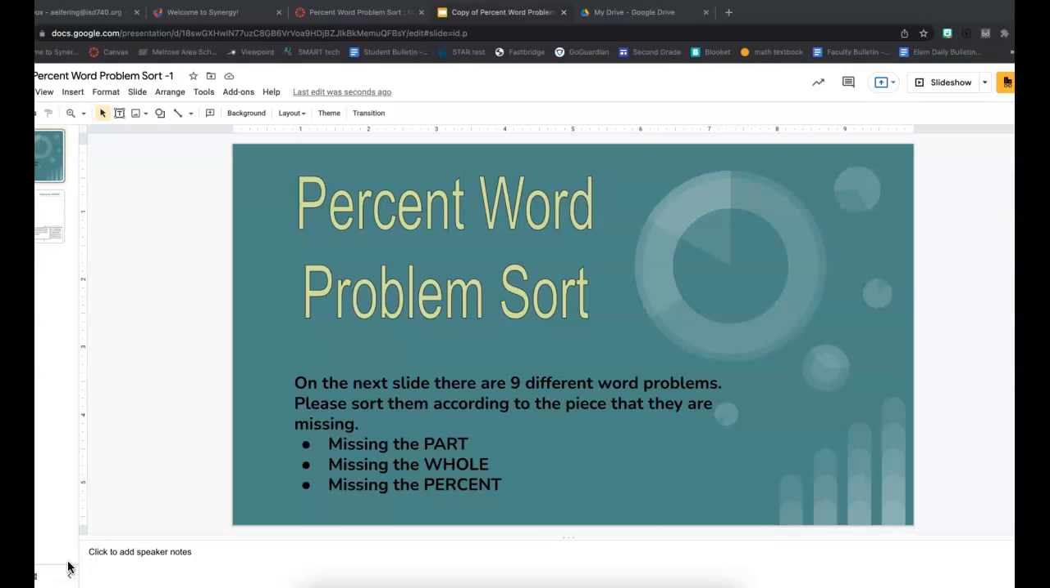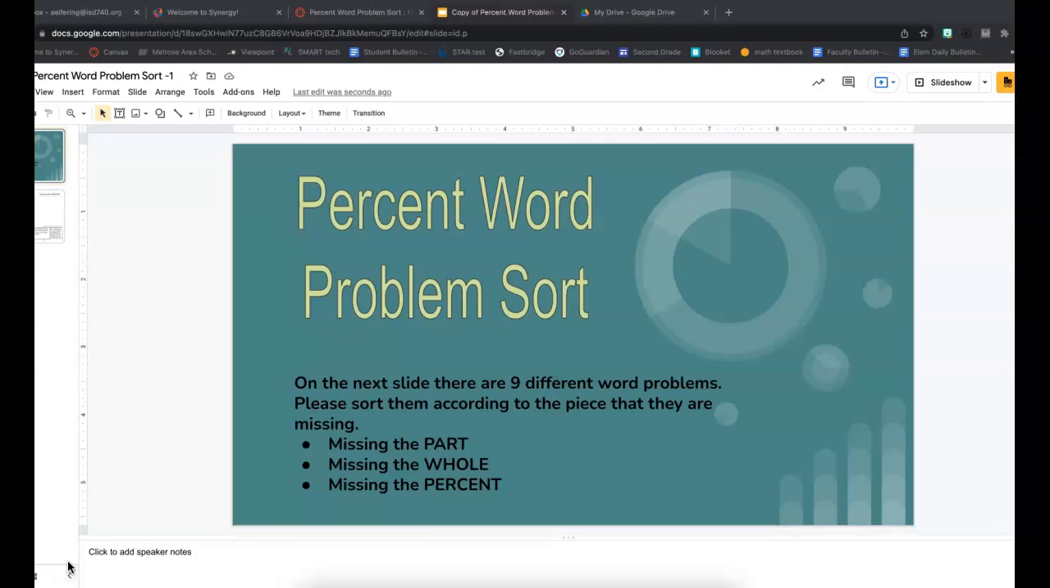Okay, so when it says make a copy, make a copy. Everybody is currently, hopefully, getting close. It might take a second for it to open, but close to this screen. Okay, percent word problem sort. It says on the next slide, there are 9 different word problems. Please sort them according to the piece that they are missing. They're either missing the part, missing the whole, or missing the percent.